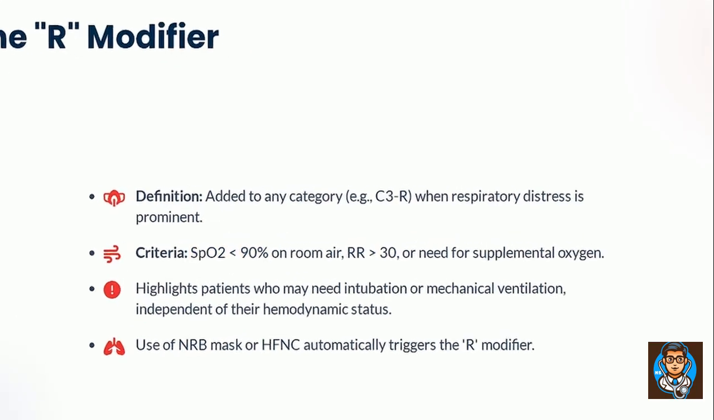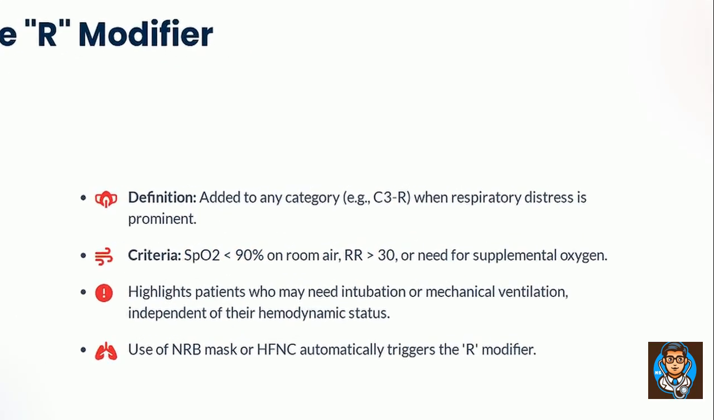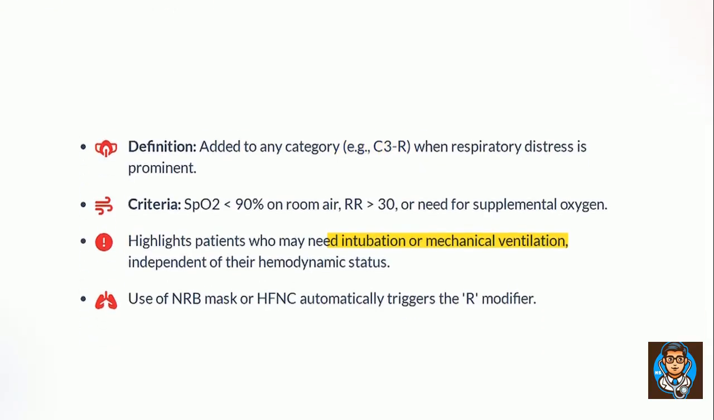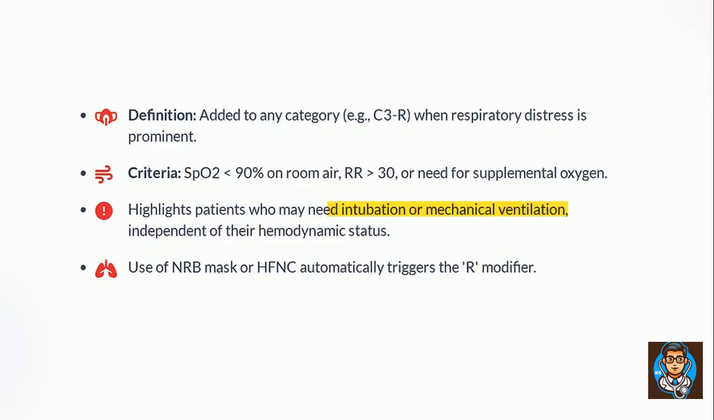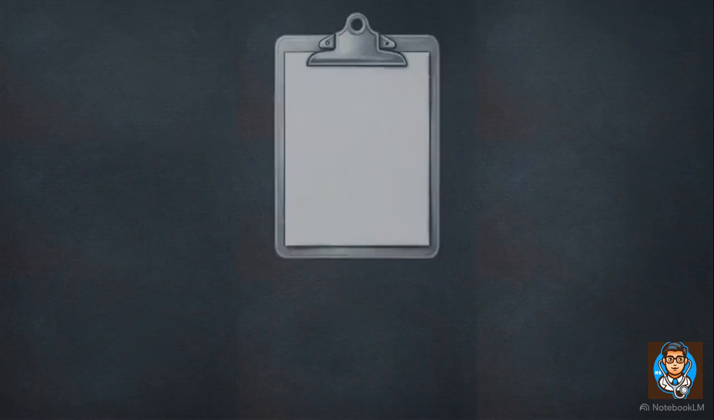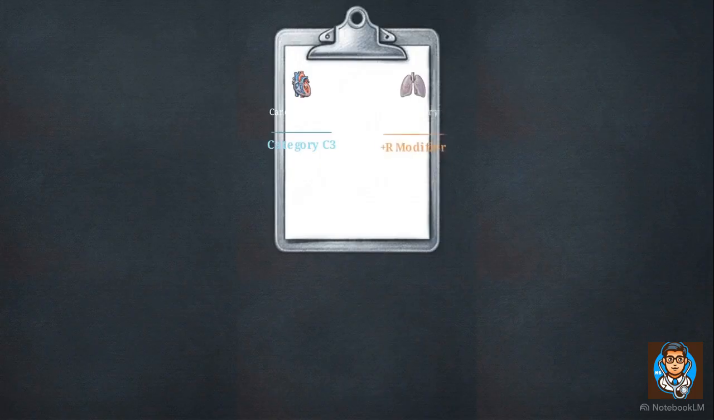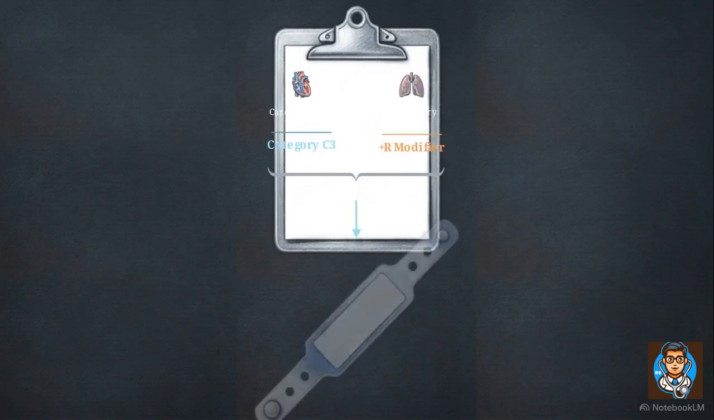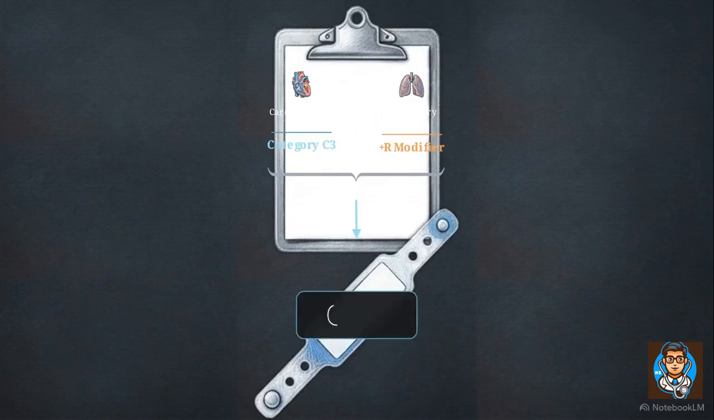The R modifier operates as a parallel track. You append it to the patient's existing cardiovascular score, turning a C3 into a C3R to immediately flag the need for mechanical ventilation or significant supplemental oxygen. Treating a pulmonary embolism requires scoring the heart and the lungs independently. Accurately plotting a patient on the A through E map loses its utility if you ignore their respiratory distress.